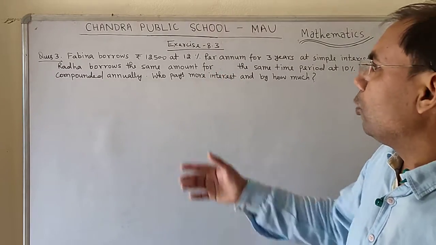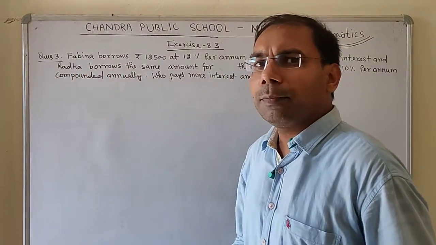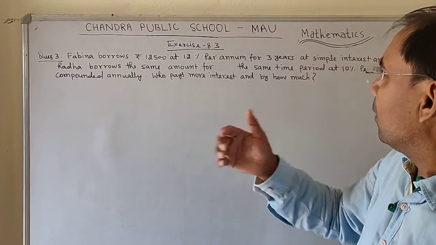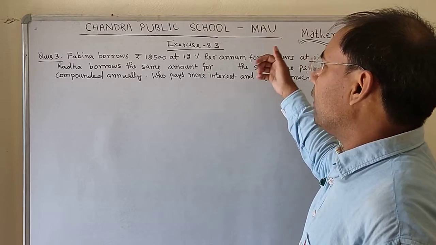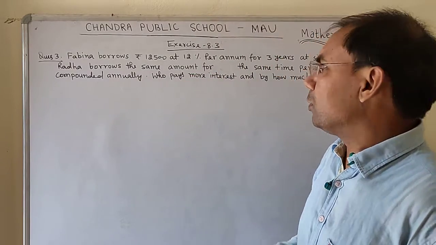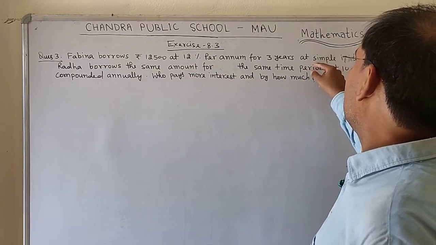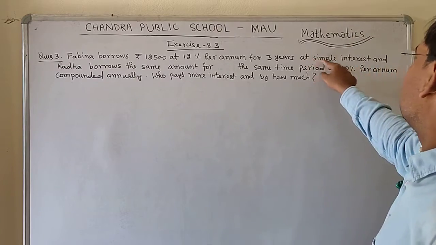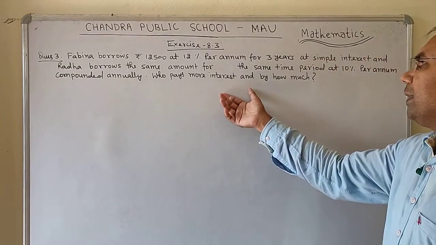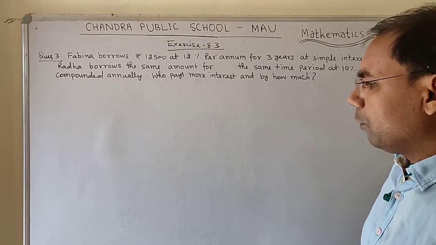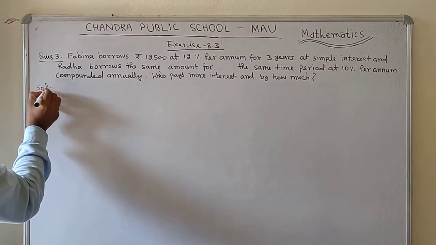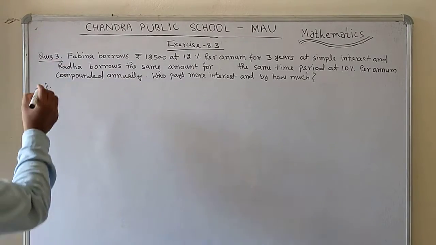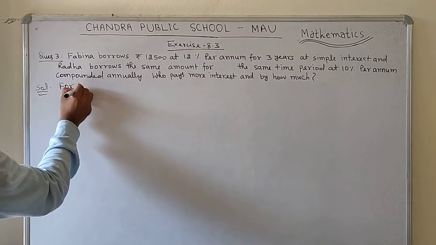So here two persons are there, Fabina and Radha. Both are going to borrow the same amount and for the same time period. The rate of interest differs and the type of interest also differs. One is going to pay simple interest and the second is going to pay compound interest. So I am going to find the difference between both. Here I am going to give the solution, first calculating for Fabina.